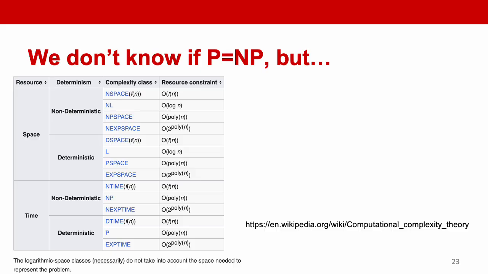There are a bunch of other classes that are worth knowing about at some point. They are interesting. Sometimes we don't care about time, but space. So, for instance, there's PSPACE and NSPACE, which is like if you need to store data. And then there's EXPTIME at the very top, which is 2 to some big number here.